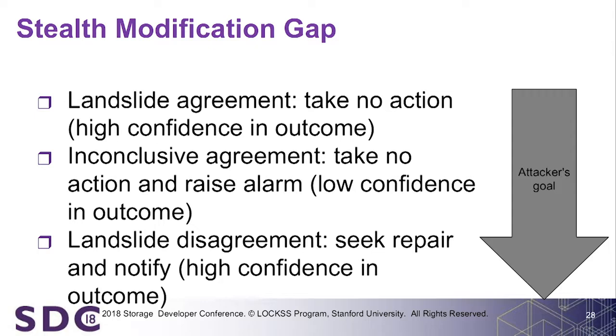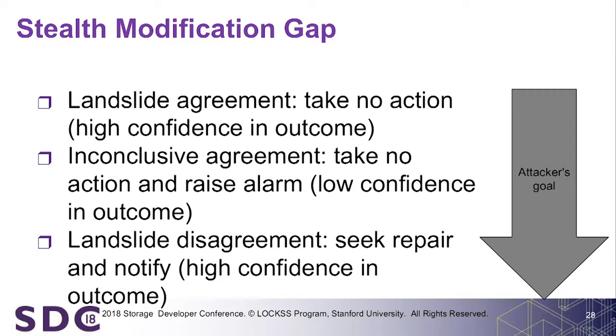When there's landslide agreement on your opinion poll, you take no action and you're pretty confident in that outcome. When the agreement is inconclusive, you still take no action, but you raise an alarm because that's not normal. That is a departure from the normalcy of the system. That's because you don't really know what to think when there is no consensus among your peers on whether they all agree together and I'm wrong, or I'm definitely right and all the others are wrong. So you have low confidence in this outcome, but you take no action.